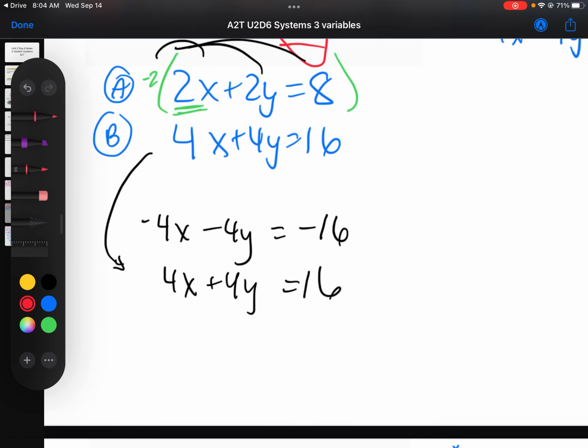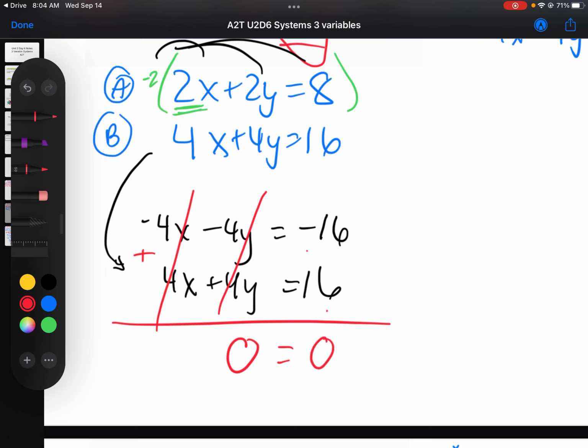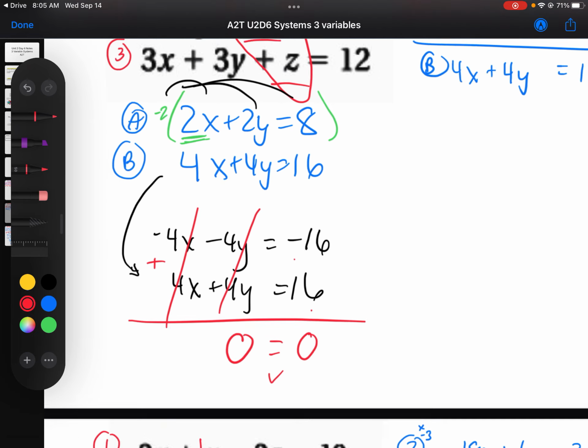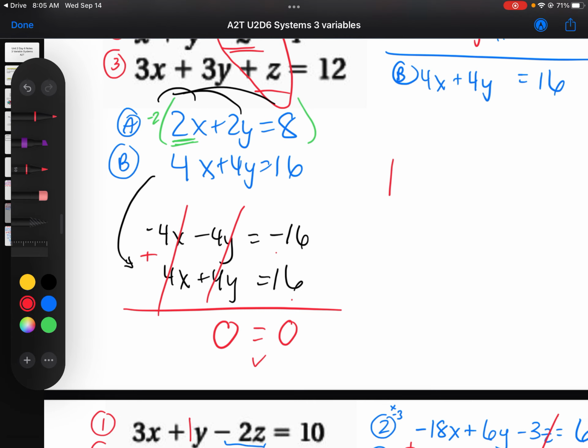Now add them. Negative 4 plus 4 is 0. Negative 4 plus 4 is 0. So on the left side of my equal sign, I have 0. Then I have negative 16 plus 16 is 0. This is a true statement. 0 equals 0. So we don't have to go any further. This is infinite solutions.